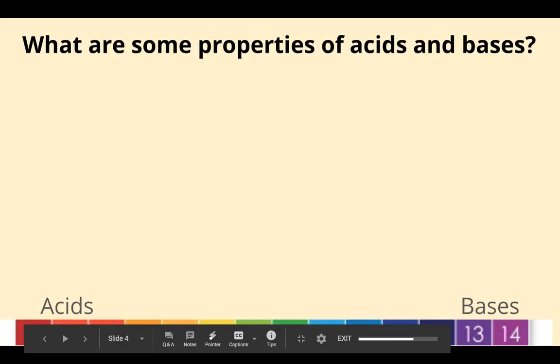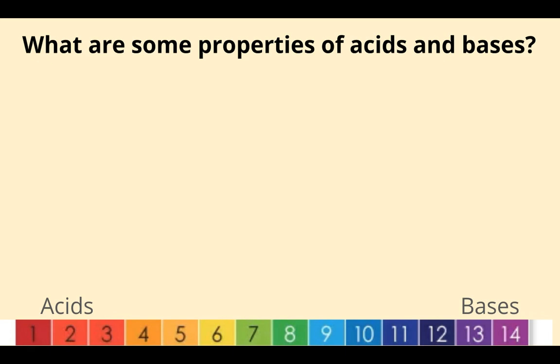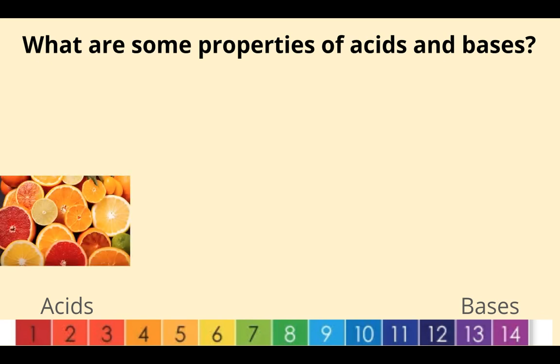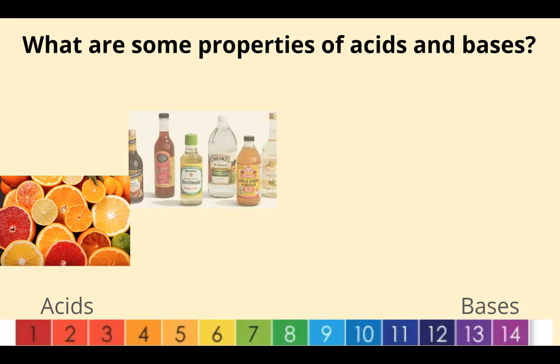Acids and bases play an important role in chemistry, but they're also in our everyday lives. What are some acids and bases that you already know about? Okay, so citrus fruits are definitely acidic. It's citric acid, one of the acids in there. How about vinegar? Did you think of that? It's acetic acid in vinegar.